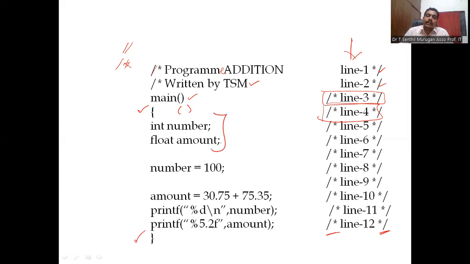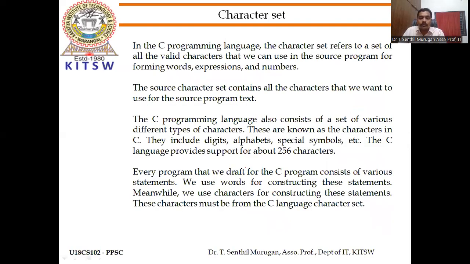So this is the variable declaration. Okay. So this is the value assigning for the variable. Then this is the computation. So finally you print the values. So this is the simple C program using the C structure I explained. Okay. Next one, character set.